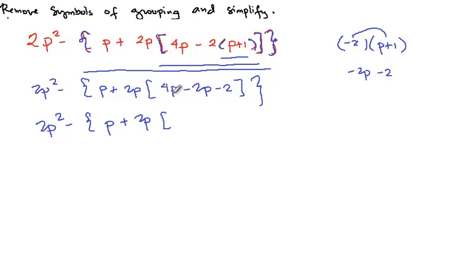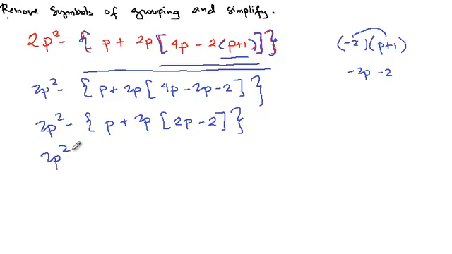We know that 4p minus 2p are like terms, since they have the same variable p. So we simply have 4 minus 2, that's 2p, right? 2p minus 2. Okay, and then we close the bracket.